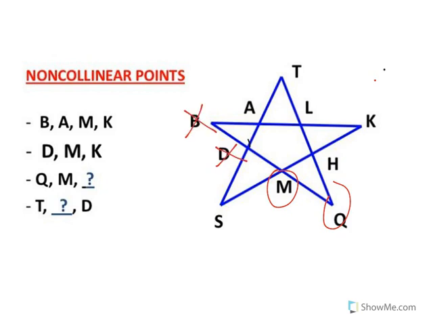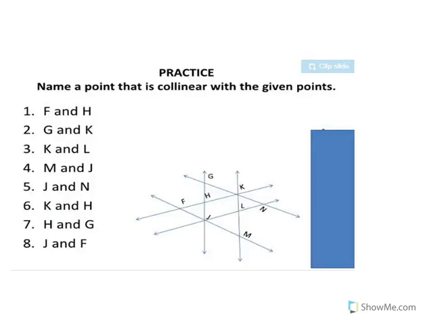The same thing for T and D. So we have T and D. We could have any point except for A and S to be non-collinear.